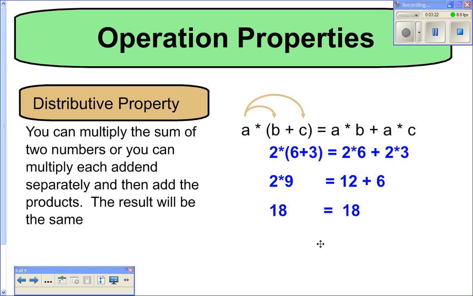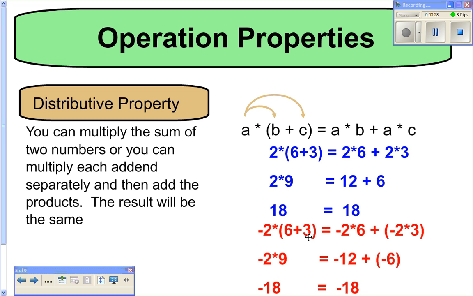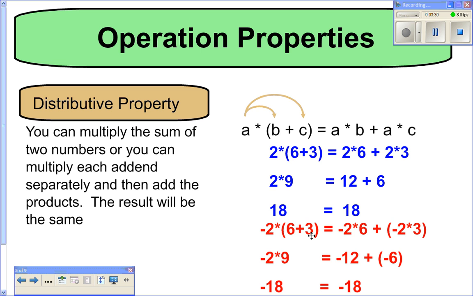What if we were dealing with negative numbers? Well, negative 2 times 6 plus 3. Well, again, 6 plus 3 is 9. And negative 2 times 9. If we have a negative times a positive, the answer will be a negative, and 2 times 9 is 18. So negative 2 times 9 will be negative 18.